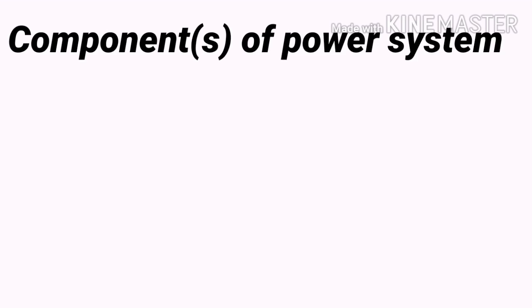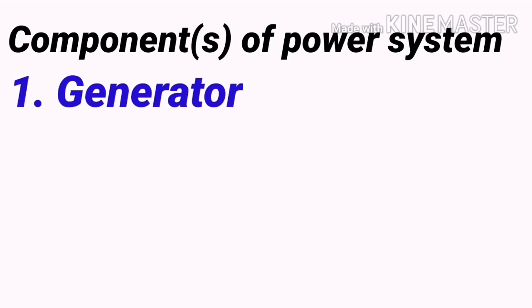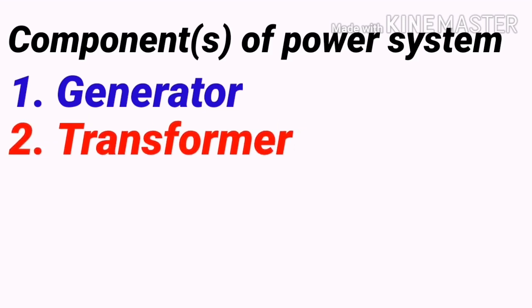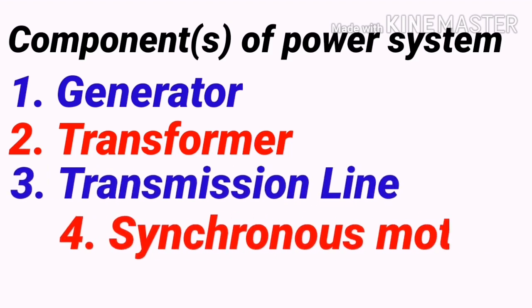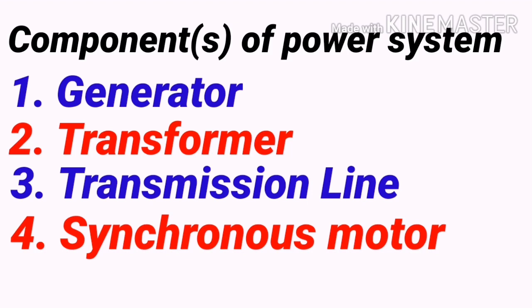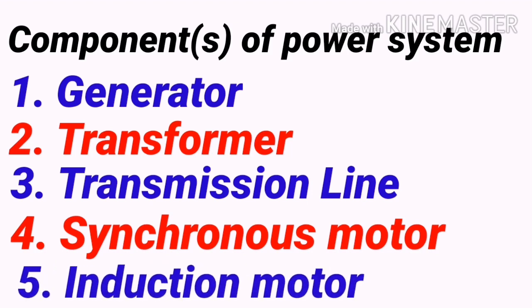University, Lucknow. Students, today my topic is modeling of power system components. These components are: number 1 generator, number 2 transformer, number 3 transmission line, 4 synchronous motor, and the fifth one is induction motor. These two motors act as a load.